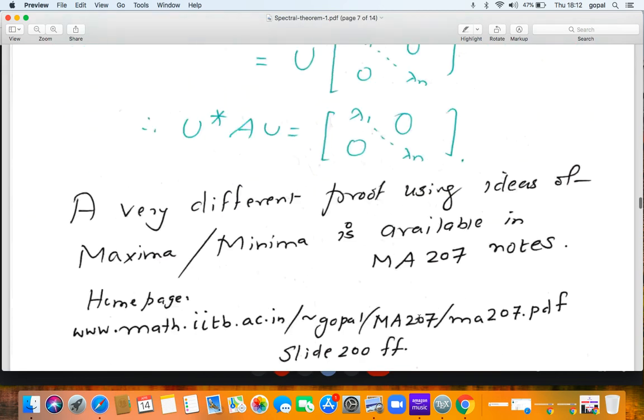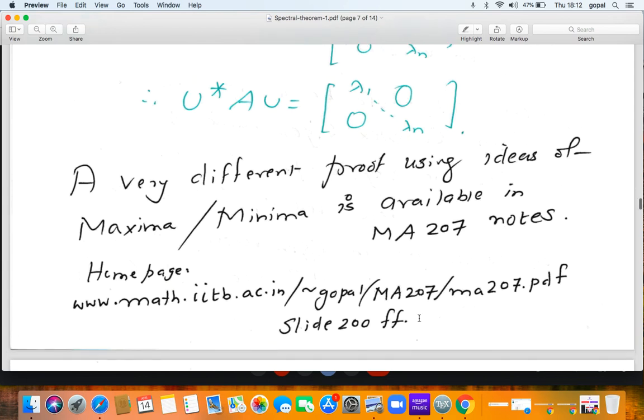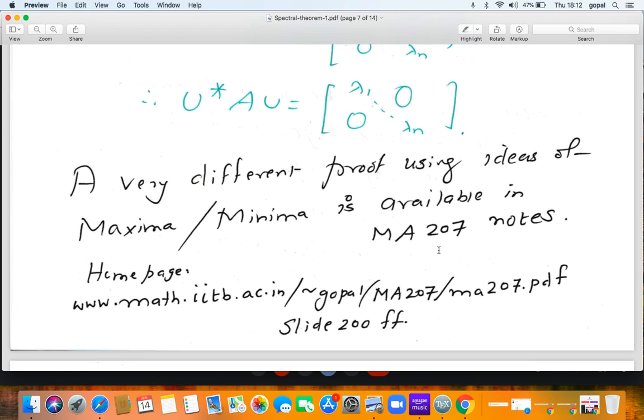A very different proof of the spectral theorem can be given using ideas of maxima and minima, and it is available on my homepage. Go to the MA207 notes, and if you go to slide number 200 and beyond, you will find the proof using calculus.